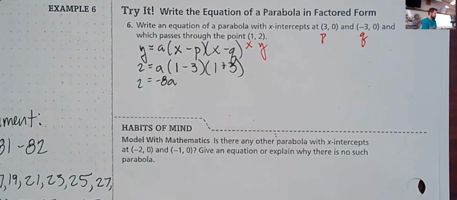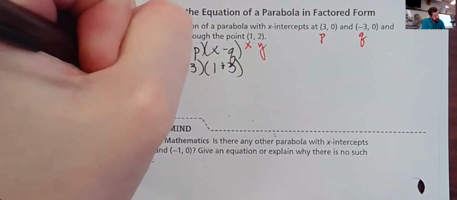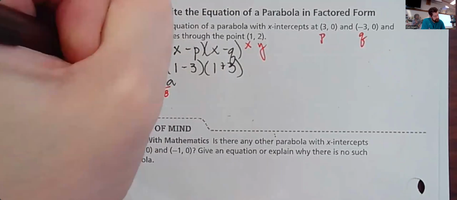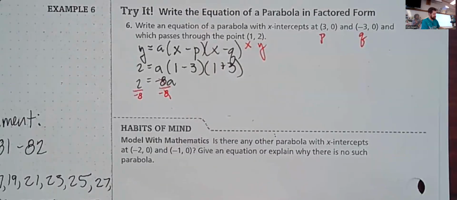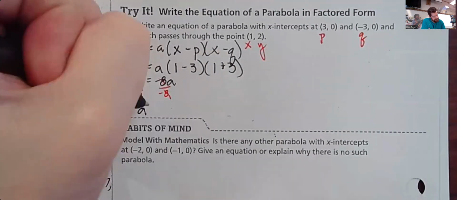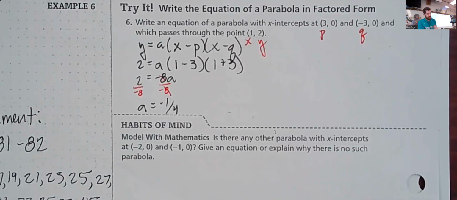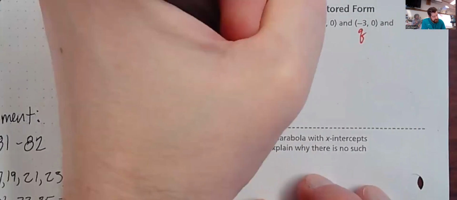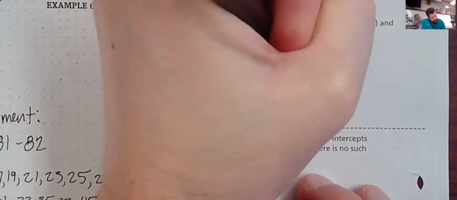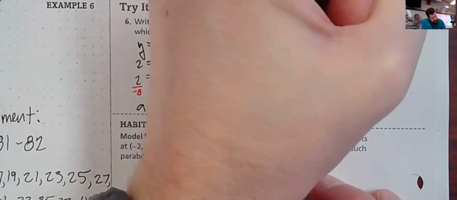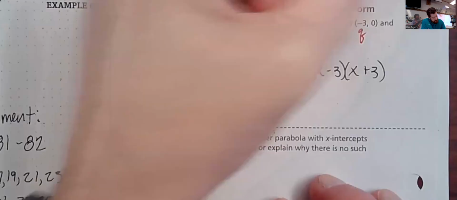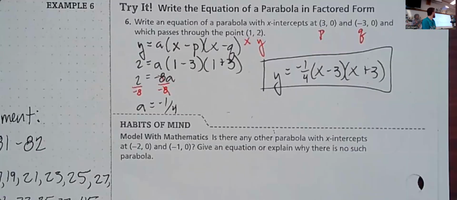How do we get a by itself? Divide by negative 8, okay. What is 2 divided by negative 8? Tell me in a fraction. Negative 1/4. Good. So a equals negative 1/4. So we're going to get y equals negative 1/4 times (x minus 3) times (x plus 3). That's our function right there.